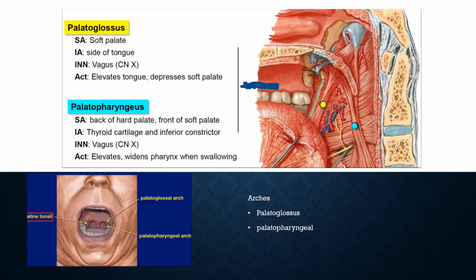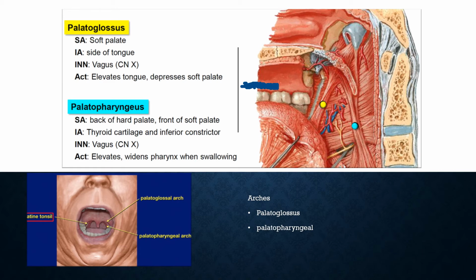Now I'm going to talk about the two arches. The first one being the palatoglossus arch. It is on either side. It runs downward to the side and forward to the side of the base of the tongue, and is formed by the projection of the glossopalatine muscle with its covering mucosal membrane. That one is depicted in yellow in the illustration above. There you can see what nerve innervates it. It elevates the tongue and depresses the soft palate.